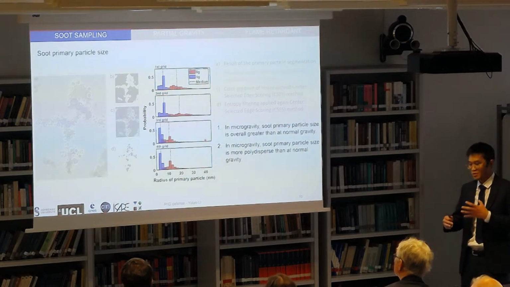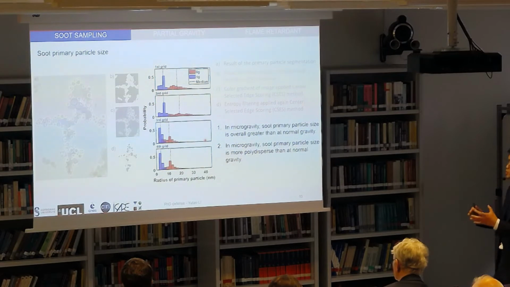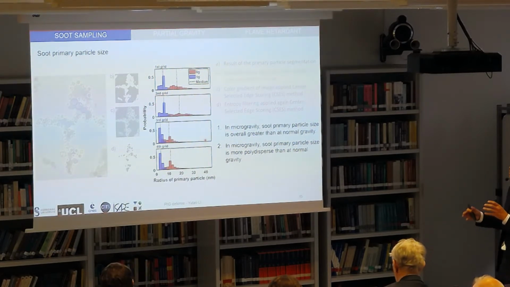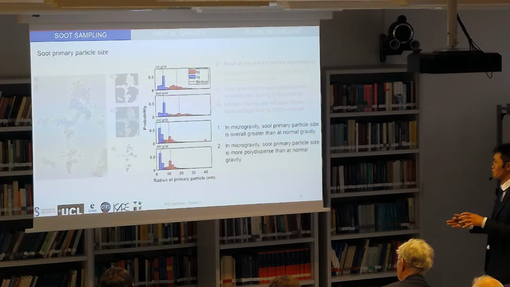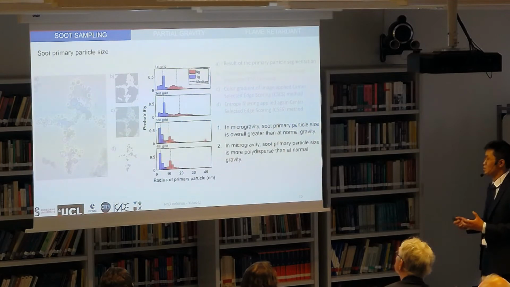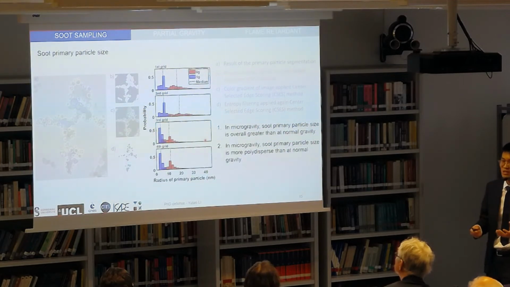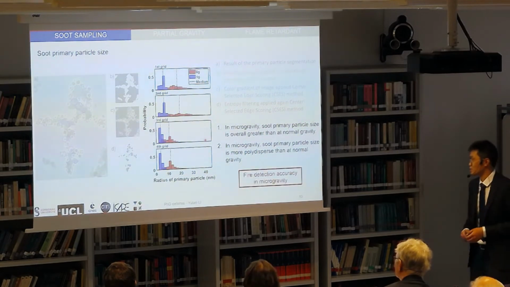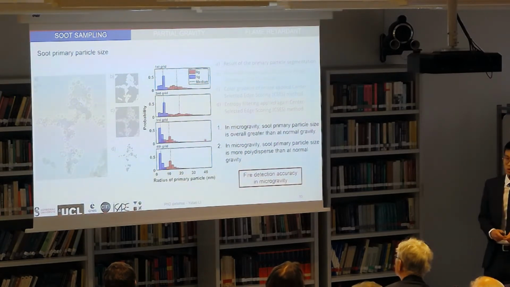Now we have observed overall the morphological properties of the soot particles sampled in microgravity and at normal gravity. We found a big difference between them. As detectors present in the ISS now are designed and calibrated based on fire data at normal gravity, this difference may affect the fire detection accuracy in microgravity.